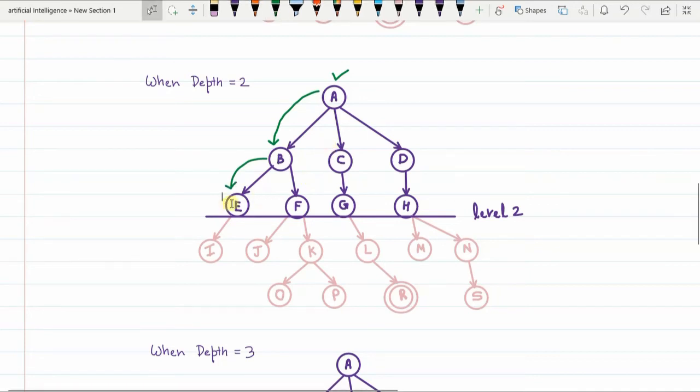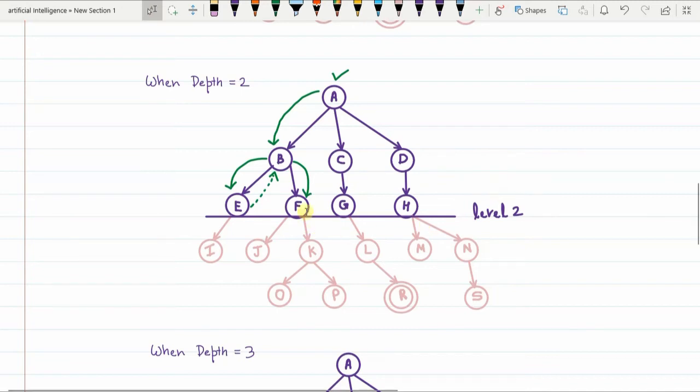Then when we reach E, we check whether E is a goal node. E is also not a goal node. Then E can be expanded further, but here we realize that E does not have any children. So we backtrack from E back to B. Since one path of B is already considered, there is another path left. So now the DFS procedure explores B to F.